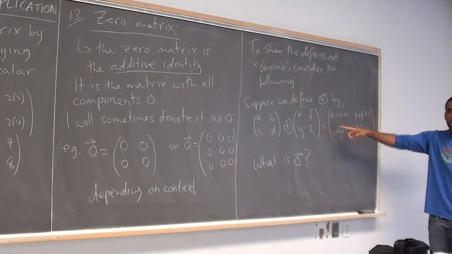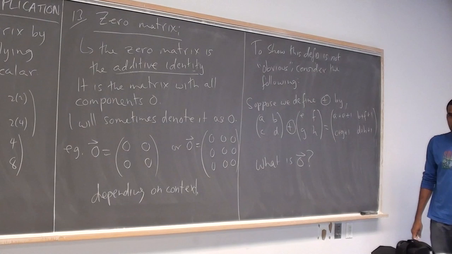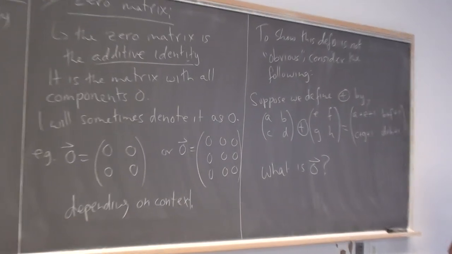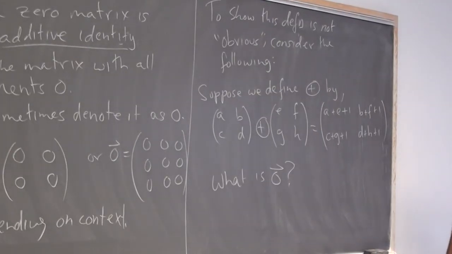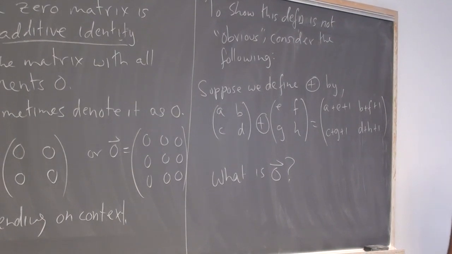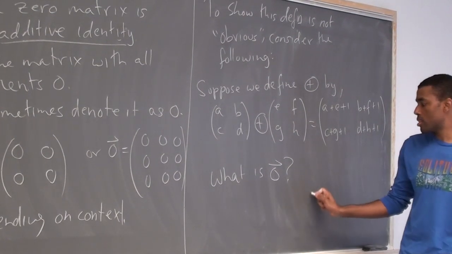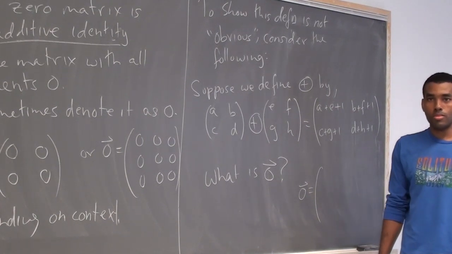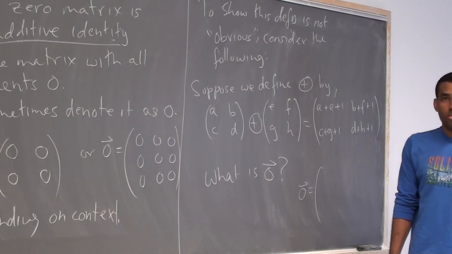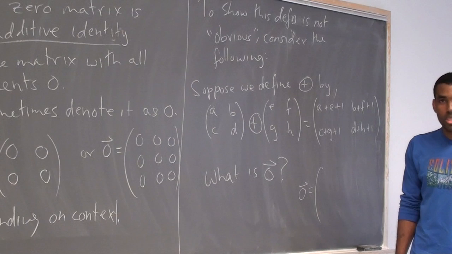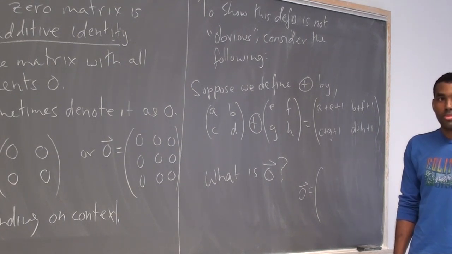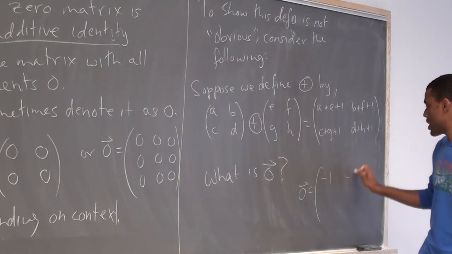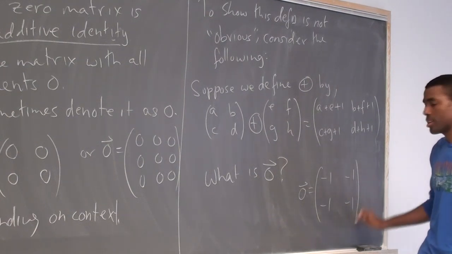If I define addition this way, what's 0? A plus E must equal A. What would the 0 matrix look like with this definition of addition? 0, 0, 0, 0? No. Is it 1, 1, 1, 1? Minus 1, minus 1, minus 1, minus 1.